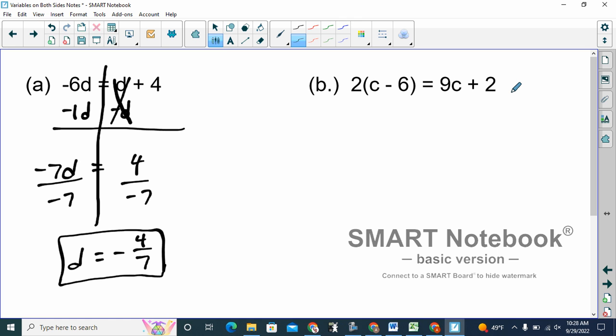Part B. Part B says 2 times the quantity c minus 6 equals 9c plus 2.